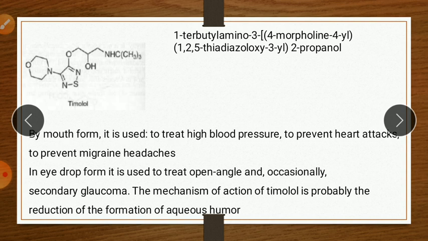Uses: in by-mouth form, it is used to treat high blood pressure, to prevent heart attack, and to prevent migraine headache. In eye drop form, it is used to treat open angle and occasionally secondary glaucoma. Glaucoma is an eye disease in which intraocular pressure is increased. The mechanism of action of timolol is probably the reduction of formation of aqueous humor. Aqueous humor means the water in the eye. When the amount of aqueous humor increases, it increases the intraocular pressure, which leads to glaucoma. So this drug decreases the aqueous humor and is therefore used in glaucoma.